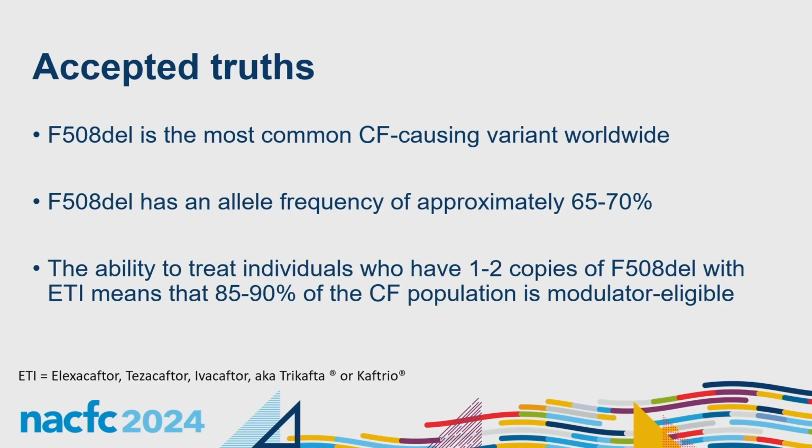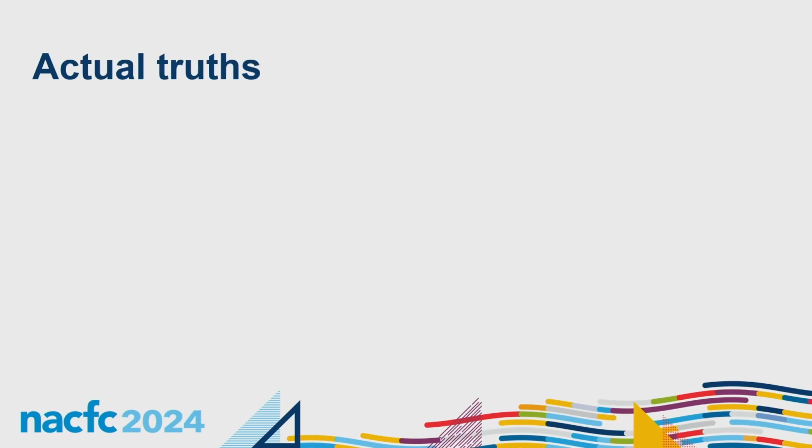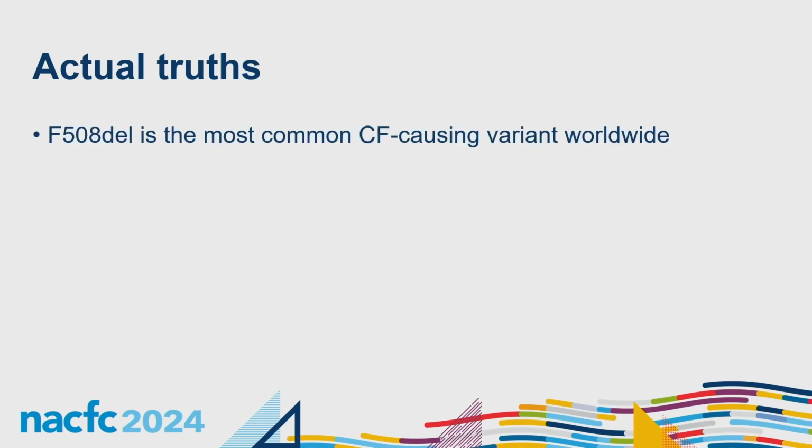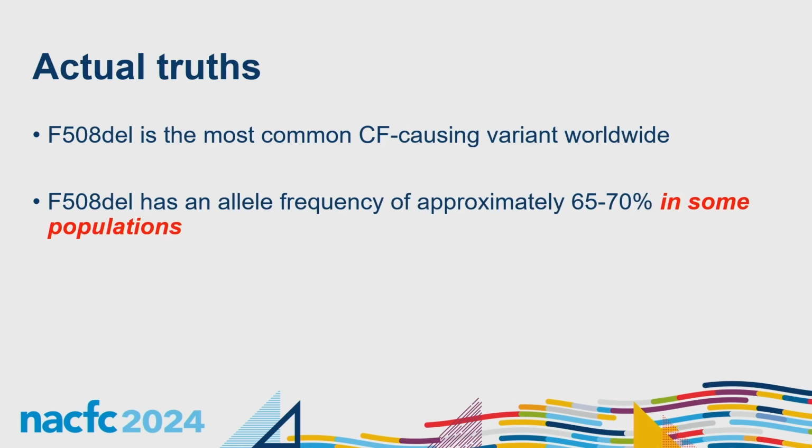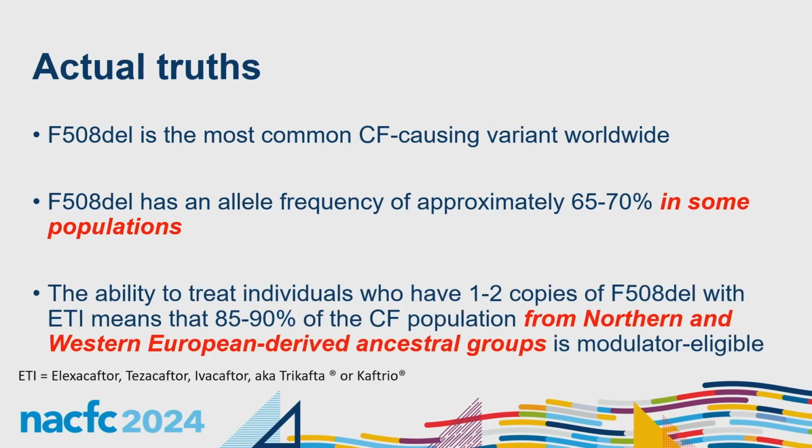I think we've all heard this, but the actual truths are a little bit different. Indeed, F508del is the most common CF-causing variant worldwide. It does have an allele frequency of somewhere in the 65 to 70% range in some populations, and we can treat 85 to 90% of people with CF in some populations, but not all.